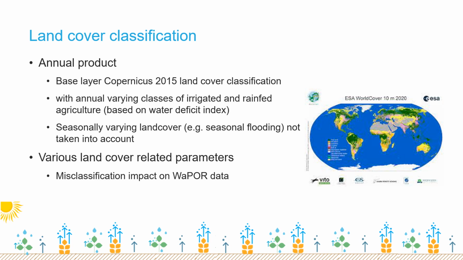Because this data is available annually, land cover classifications that change during the year, such as seasonal flooding, are not taken into account. The WaPOR version 3 will include a land cover classification layer, which will be available through the World Cereal portal, including the irrigation versus rain-fed split. This will now be based on the ESA World Cover Map. However, it's good to note that the land cover classification affects the WaPOR data, as the ET-Look model considers several land cover related parameters, and a misclassification may influence the data.